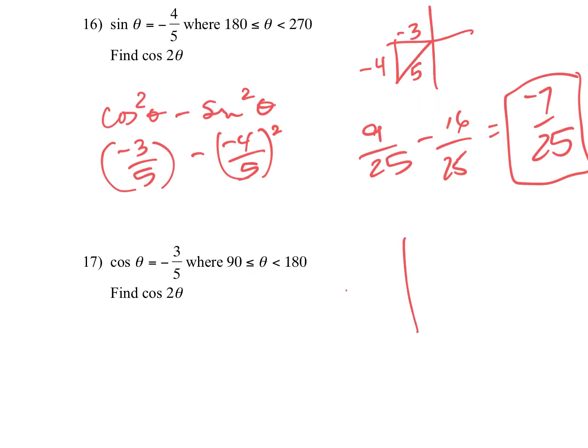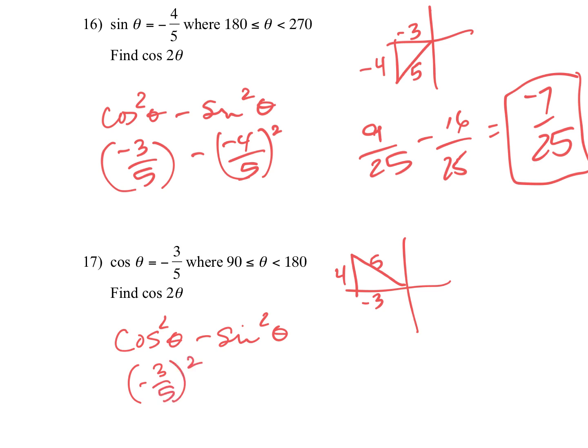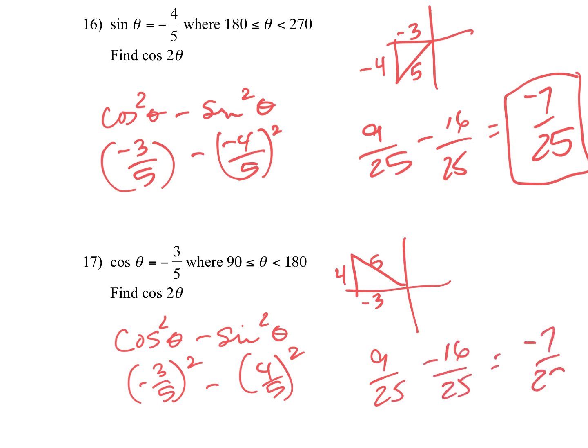Okay, so this one is in the second quadrant, and the cosine is negative 3/5, so we know this is a positive 4. So cosine of 2 theta is cosine squared of theta minus sine squared of theta. Well, the cosine of theta is negative 3/5 squared minus 4/5 squared. And it's the same numbers over and over again. So we have 9/25 minus 16/25, which is negative 7/25.